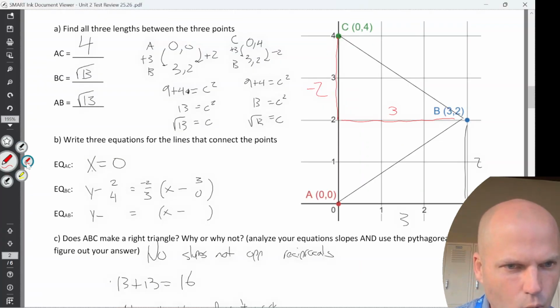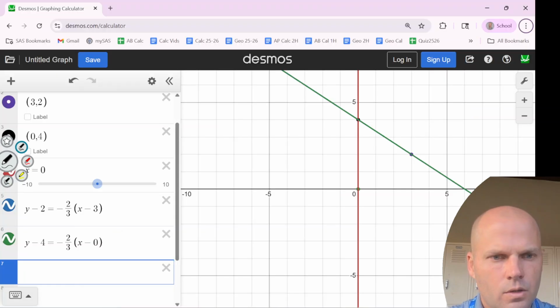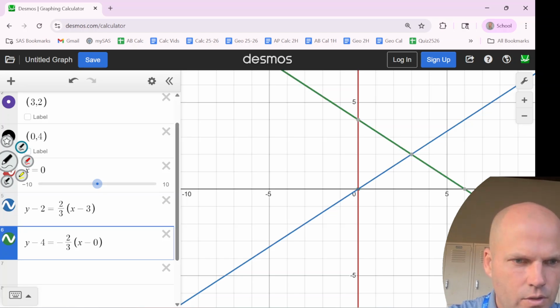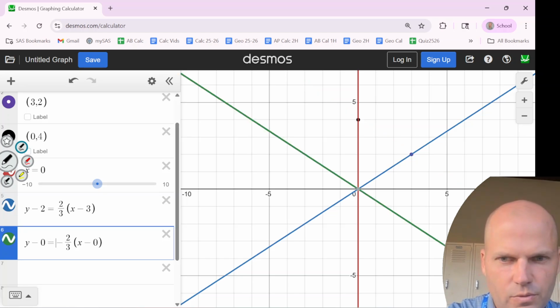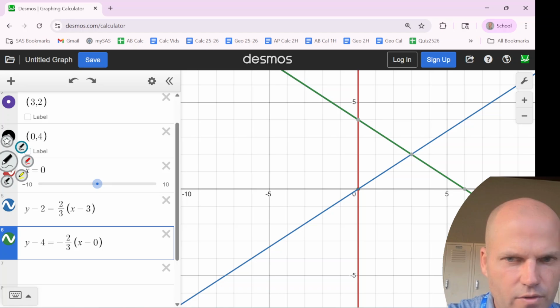Maybe I'll write "or." If you copy this down, that just shows me you're not really trying. You should have one or the other. For AB, same thing. You could use (3, 2), or you can use (0, 0). So you get y minus 2 equals positive 2/3 times x minus 3, or y minus 0 equals positive 2/3 times x minus 0. And there you go.